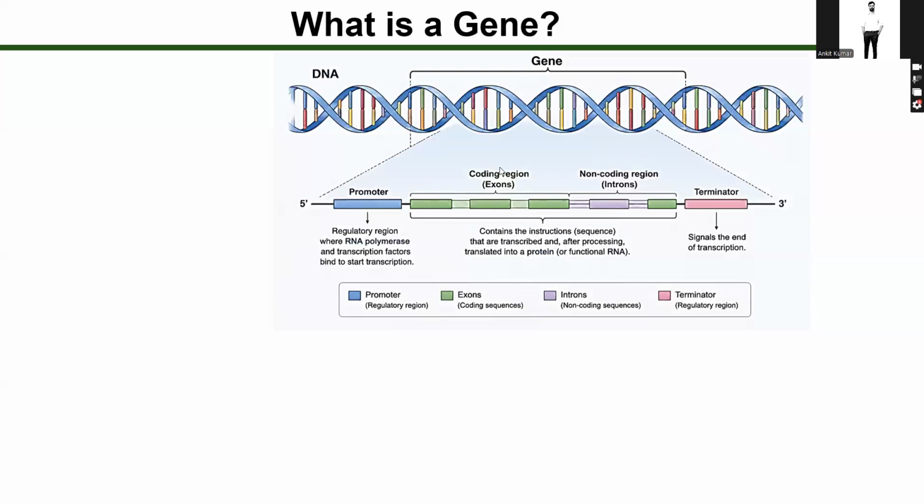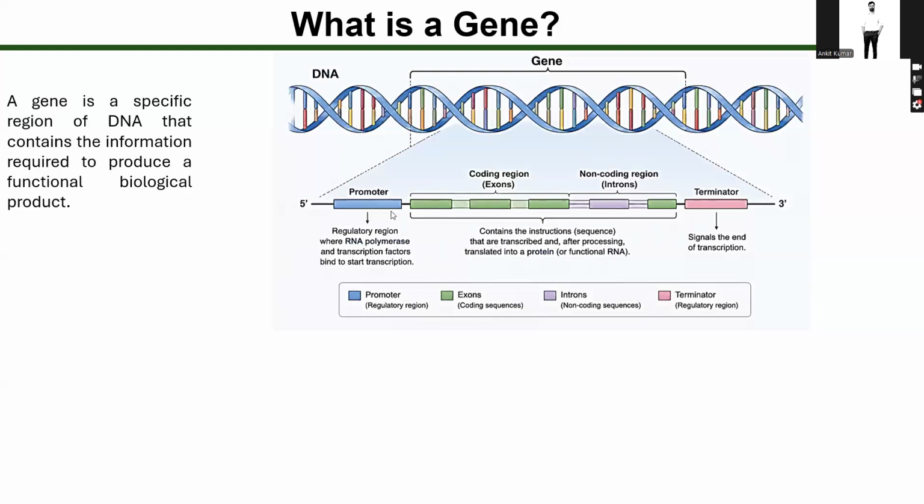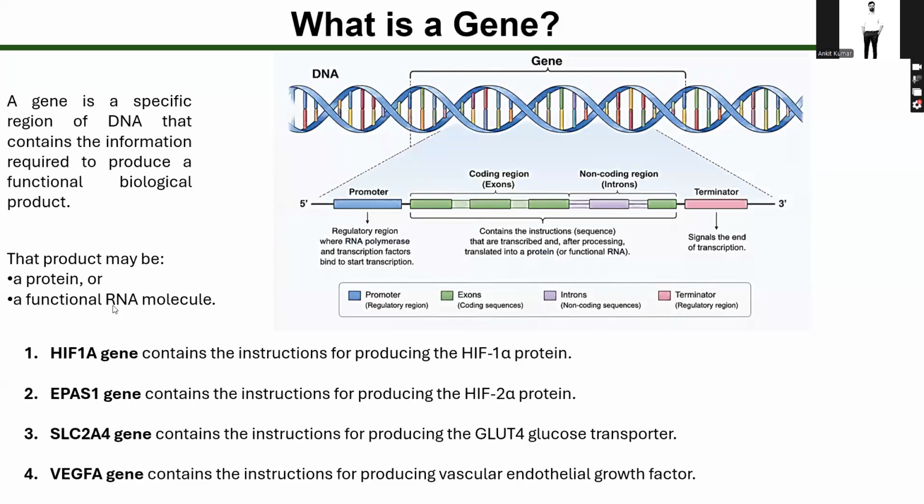As we have seen, a gene contains various subunits, and all of these subunits have different functions. When we talk about a gene, it is a specific region of the DNA that contains the information required to produce a biological functional product. That functional product is your mRNA or the protein.